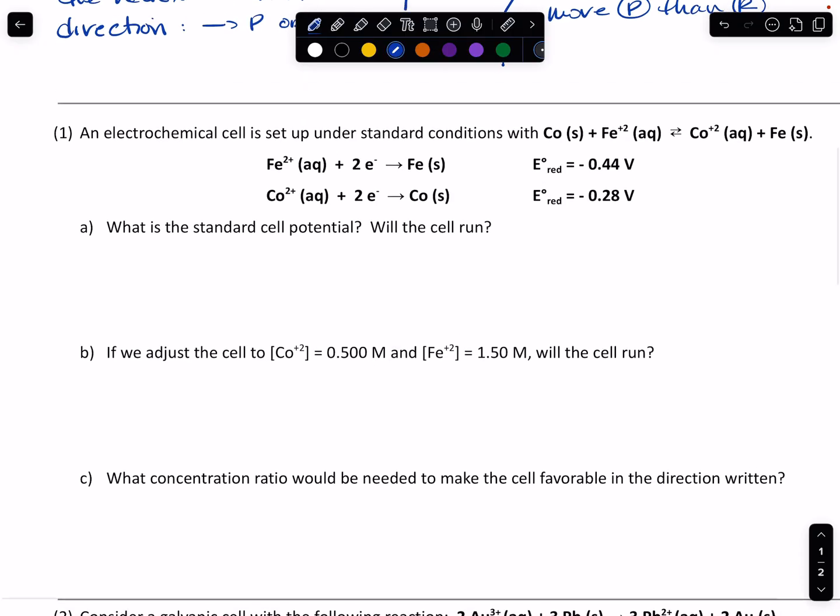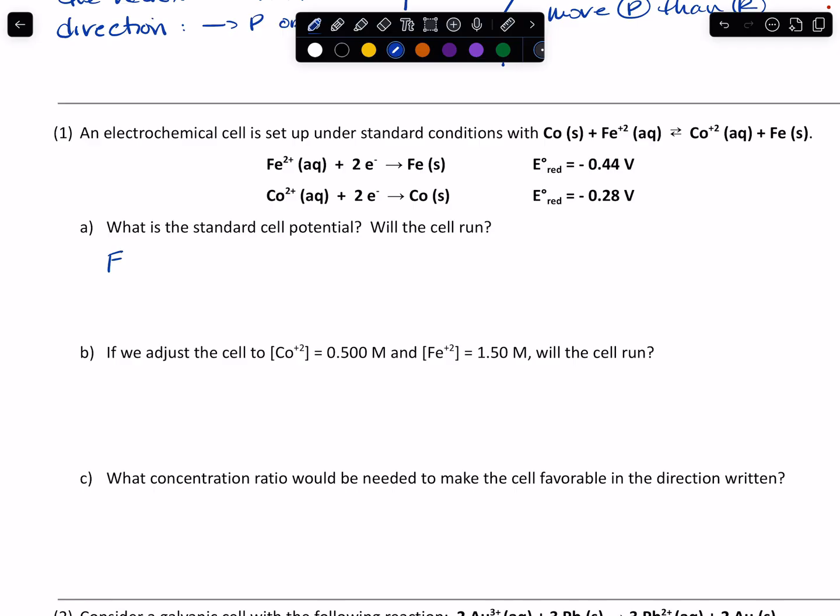All right, so let's look at what these problems look like. We have an electrochemical cell set up under standard conditions with cobalt and iron ions forming cobalt ions and iron solid. We've got the reduction potentials of those two half reactions. First up, what is the cell potential and will it run?